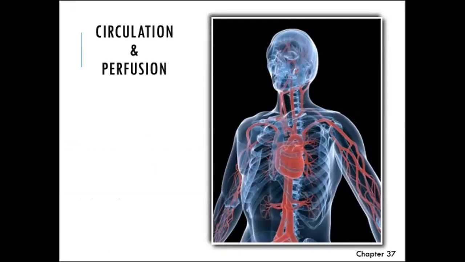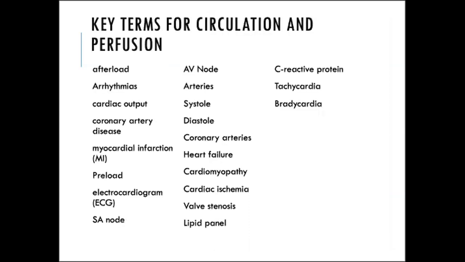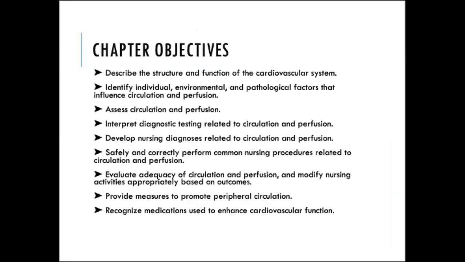And we know that circulation is the movement of blood around the body. And then perfusion is the body circulating and delivering the oxygen to our organs and our tissues. We know that without oxygen, those tissues and organs will die. So these are just some key terms from your circulation and perfusion chapters. Then we have our chapter objectives.